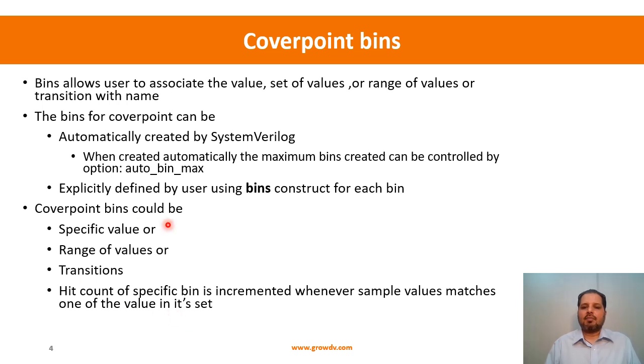So if I have multiple specific values defined, if any one of the values is matching, that particular bin will get hit. For a range of values, if the value that I am sampling falls within that range, then that particular bin gets hit. And transitions, I could be defining one or multiple transitions. If that particular transition is detected, then that particular bin gets hit and the count gets incremented.